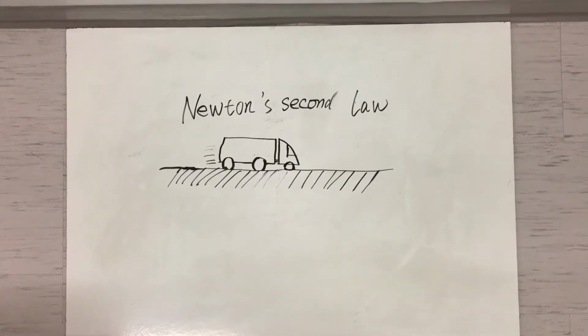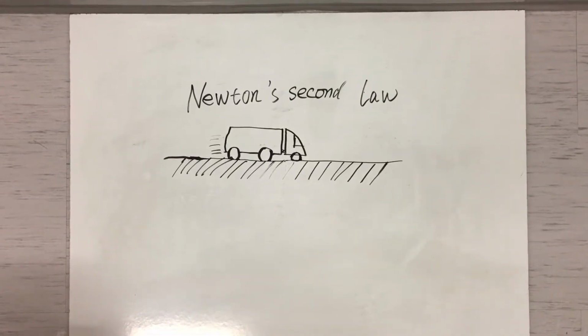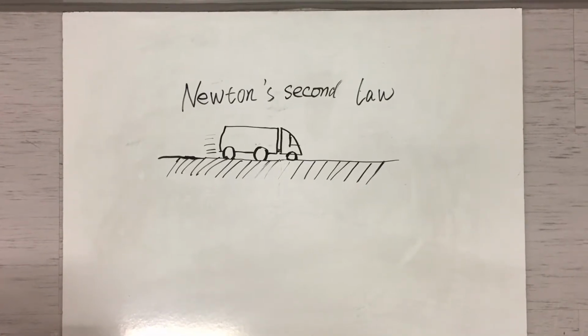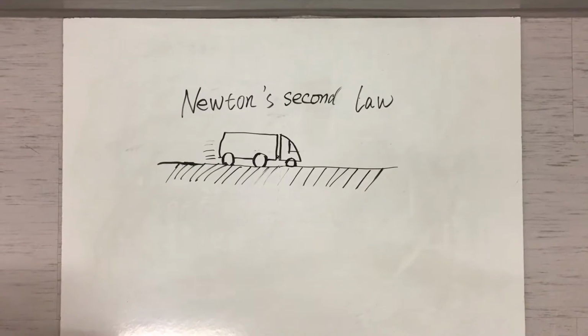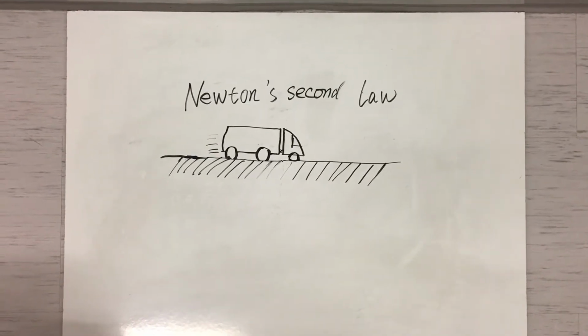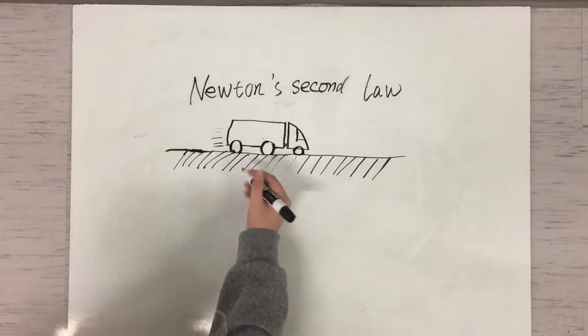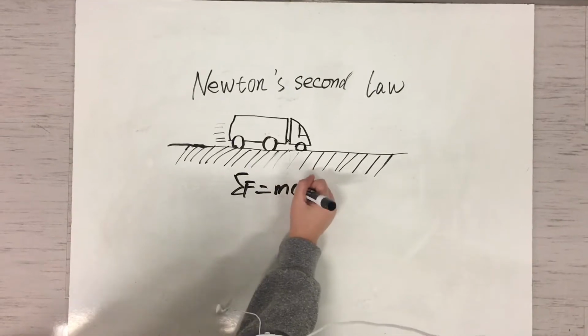Newton's second law states that for a particular force, the acceleration of an object is directly proportional to the net force and inversely proportional to the mass of the object. The direction of the acceleration is the same as the direction of the force. In equation form, net force equals ma.